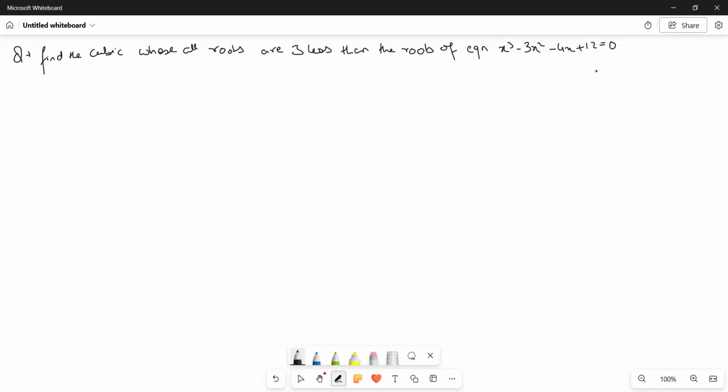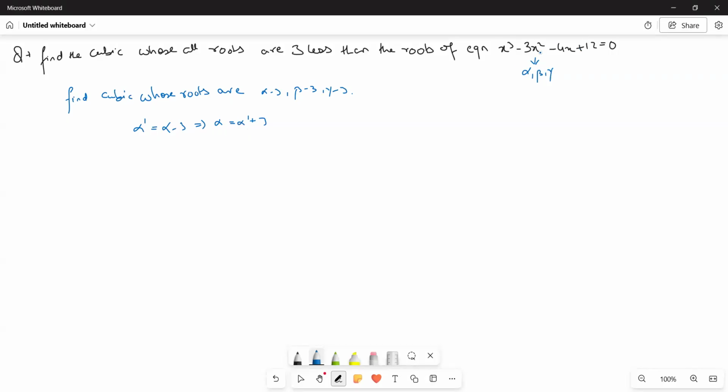So this is a simple transformation of roots question. We assume that the roots of this are alpha, beta, gamma. Then we basically have to find the cubic whose roots are 3 less, so alpha minus 3, beta minus 3, gamma minus 3. So how do you do this? Alpha dash is the new root. We want it to be alpha minus 3, which implies alpha is alpha dash plus 3.